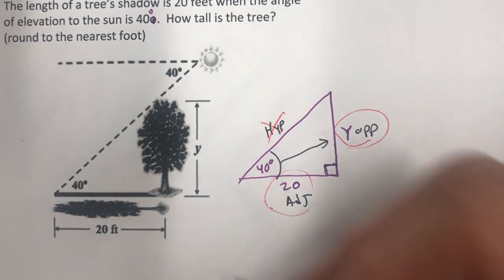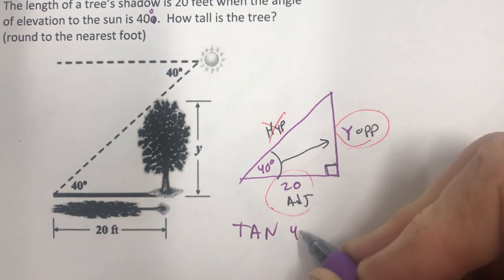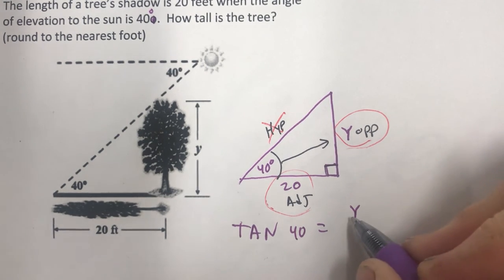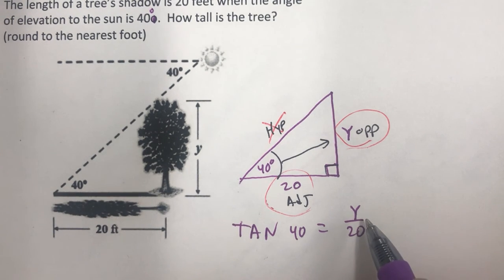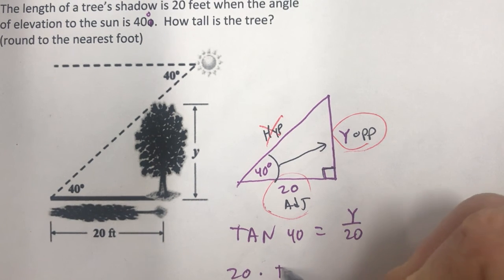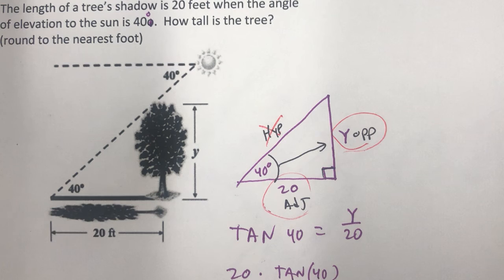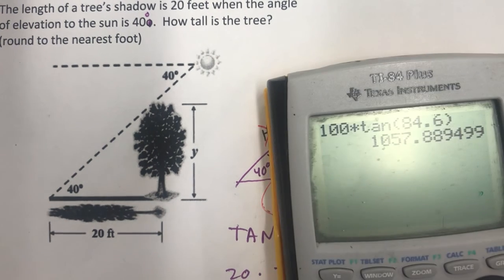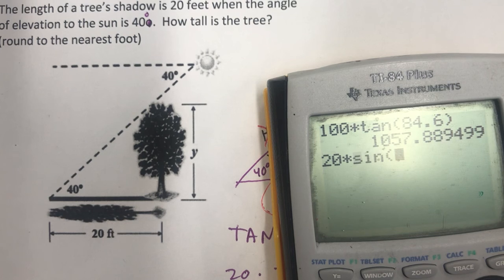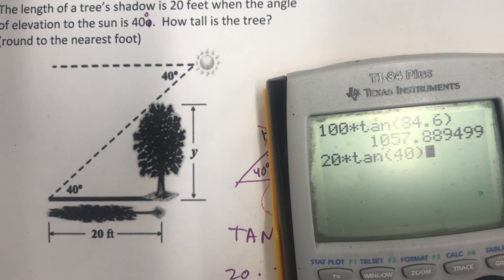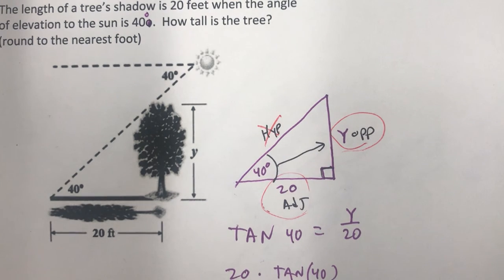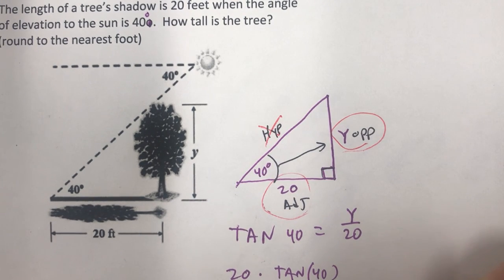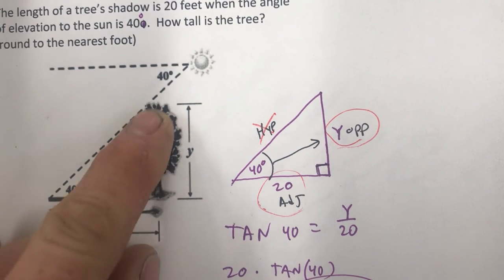All right, so this is tan. Tan of the angle 40 equals the opposite y over the adjacent, which is 20. So that's how it sets up. And since y is on the top, we multiply 20 times tan 40. And there you go, 16.78 or 16.8. So there's how tall the tree is. This tree, 16.8 feet.